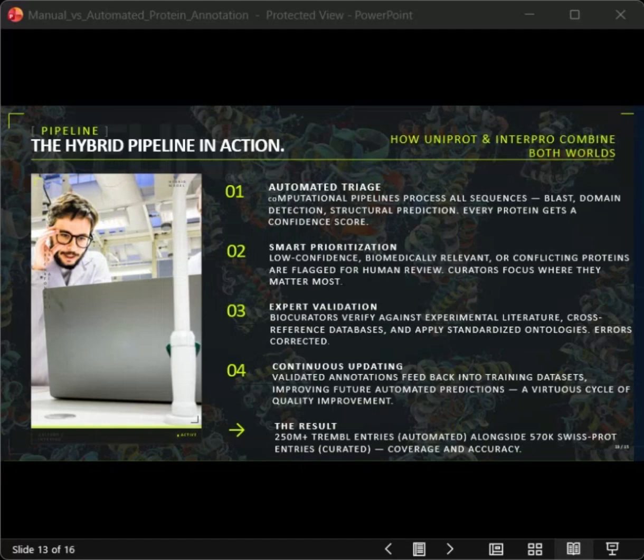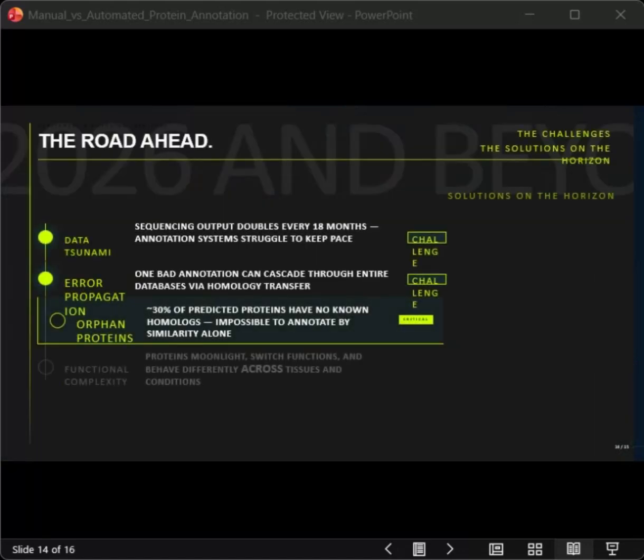This slide explains how hybrid pipelines work in databases like UniProt and InterProScan. So first, automated pipelines analyze all protein sequences and assign confidence scores. Low confidence or biologically important data is then reviewed by expert curators. So validated information is fed back into AI training systems, continuously improving future predictions.